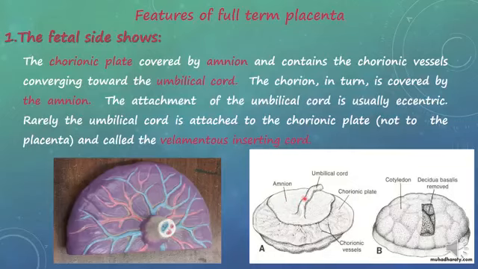The attachment of the umbilical cord is usually eccentric. You can see, not central. Really, the umbilical cord is attached to the chorionic plate, not to the placenta, and this is called a filamentous inserting cord. The chorionic plate with the blood vessels is covered by the amnion. This is the umbilical cord. The umbilical cord contains two arteries and one vein.